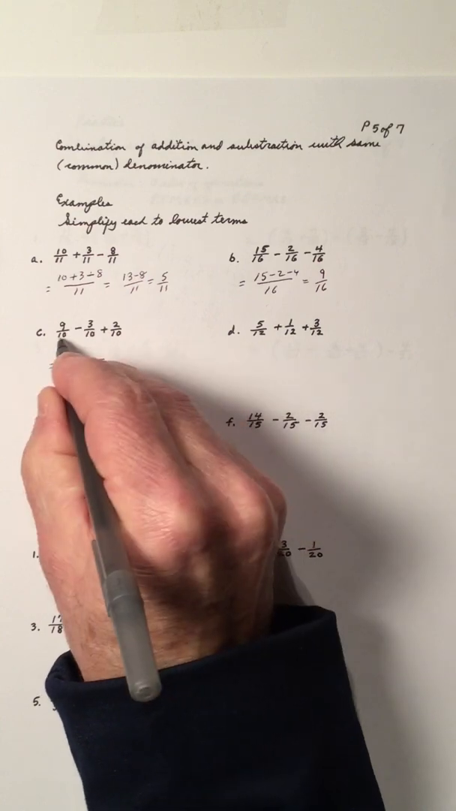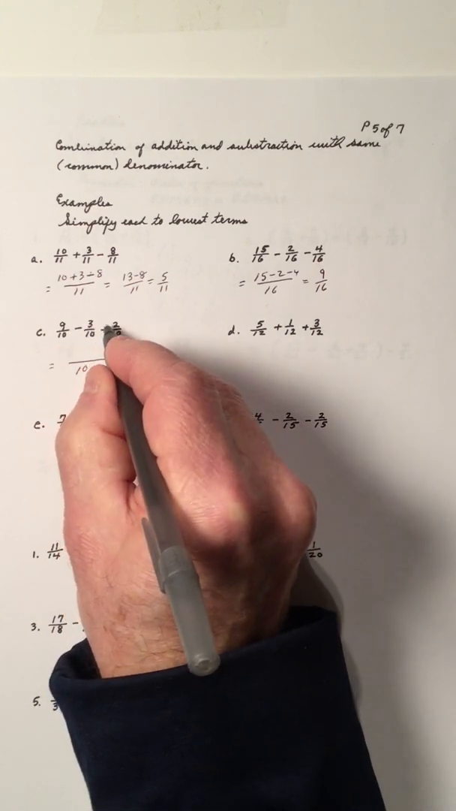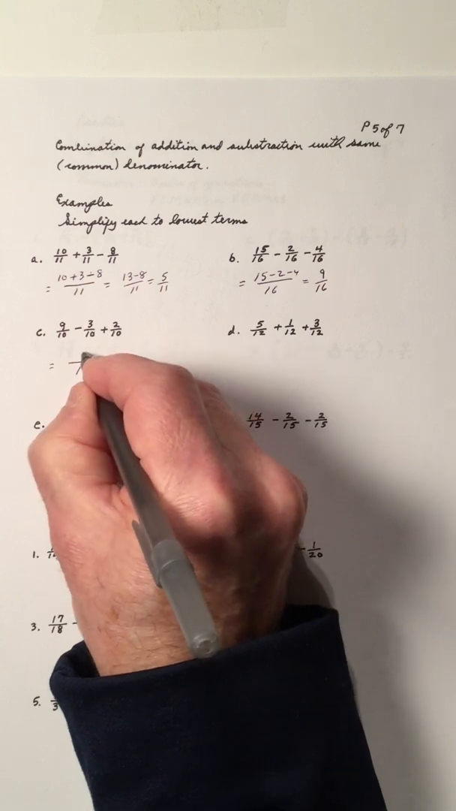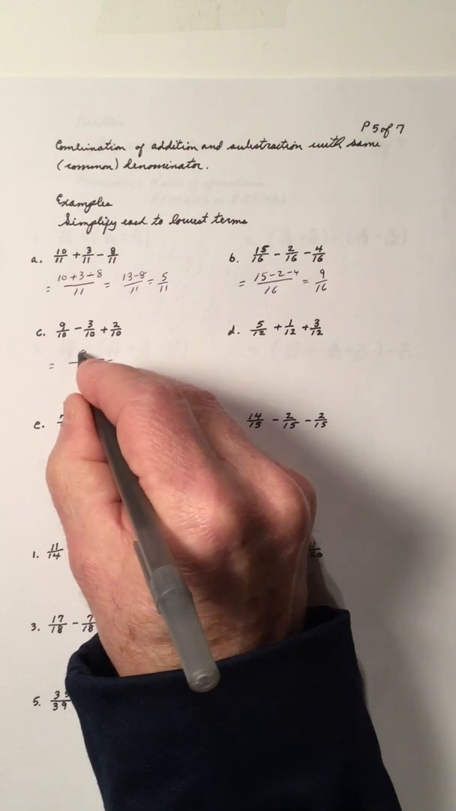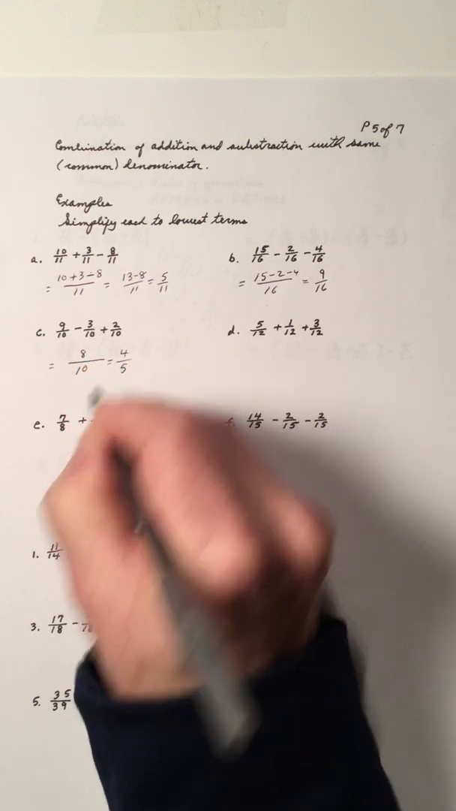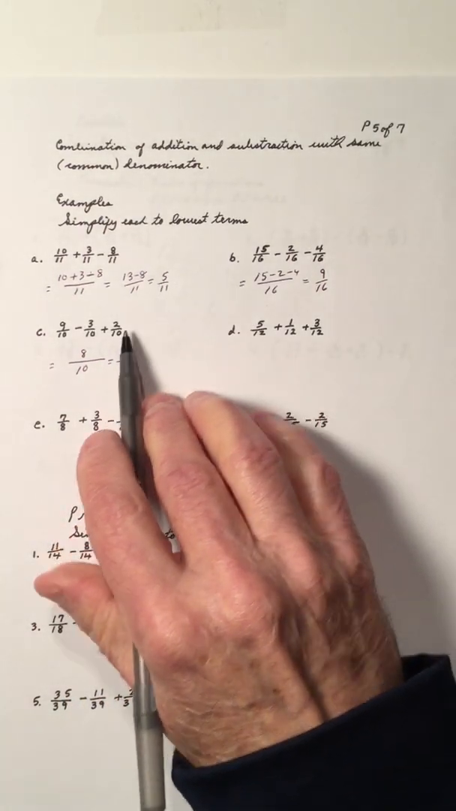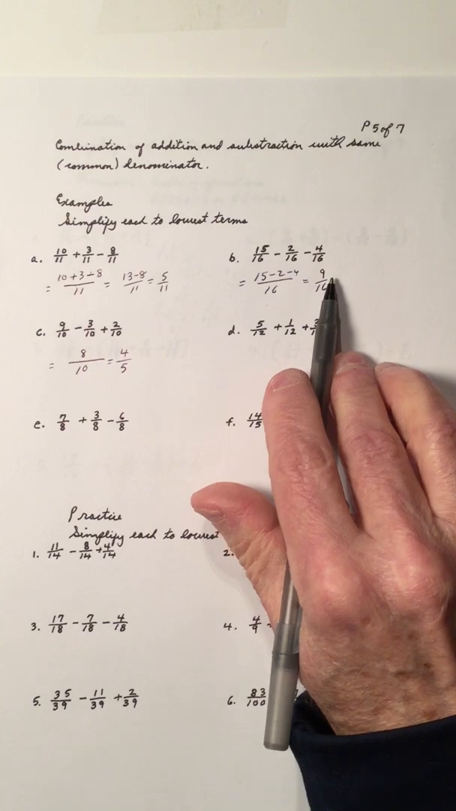Again, denominator is 10. Write it down. 9 minus 3 is 6. Plus 2 is 8. But 8 and 10 can reduce down. 2 into 8 goes 4. 2 into 10 goes 5. Always reduce.